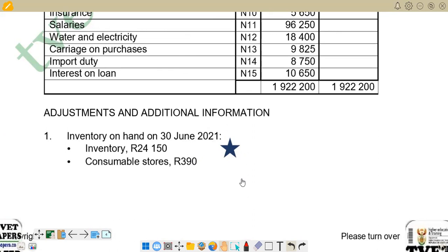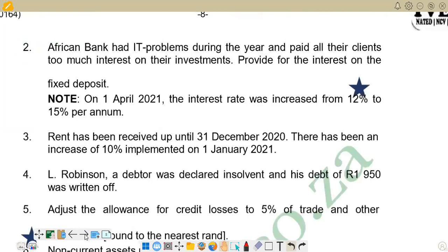Remember, I've got three types of business. That is, we have a sole trader, we might have a partnership, and also we have a company. Those are different types of business that we have. But in this case, we are going to prepare for a sole trader, that is, one person operating a business. So we go to the next page to see other information that we are given.